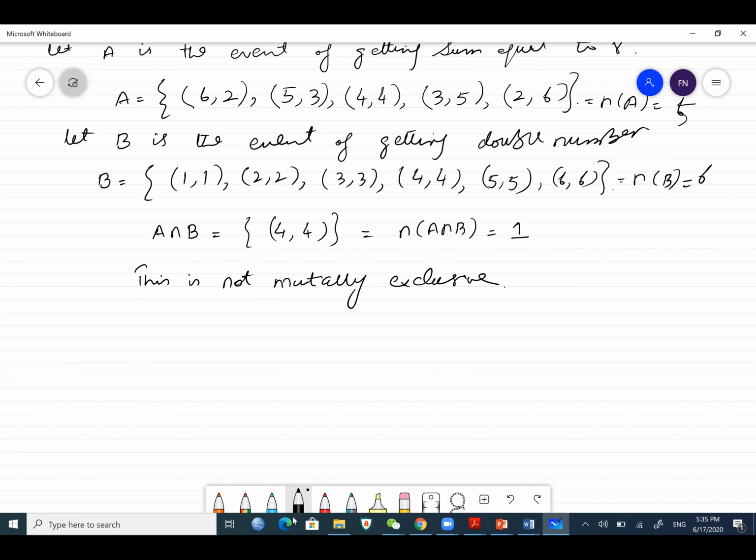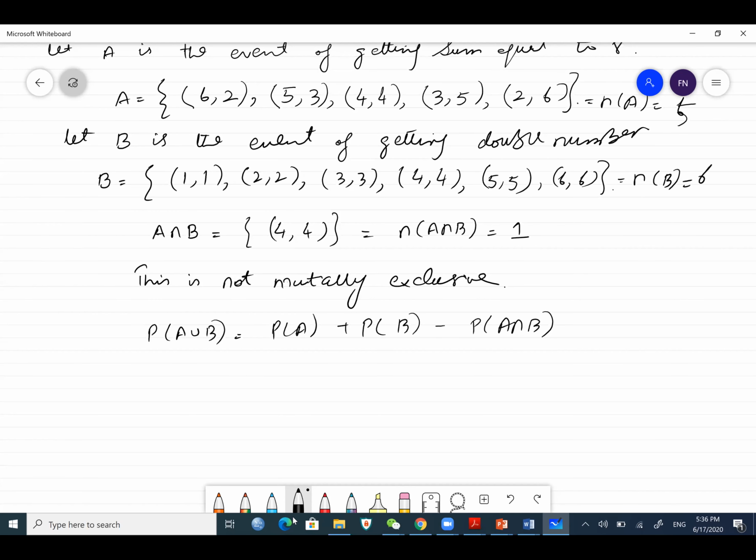This is not mutually exclusive because A and B can occur together. See, 4, 4 is satisfying both properties. 4, 4 is a double number and the sum of 4, 4 is 8. So this is not mutually exclusive. Then we will use this formula: probability of A union B equals probability of A plus probability of B minus their common probability.